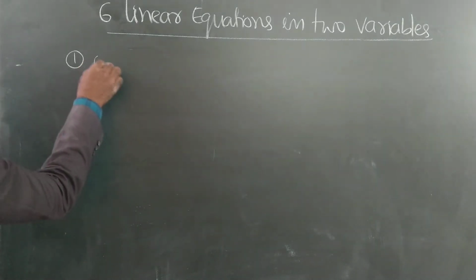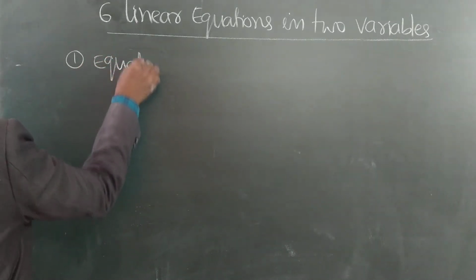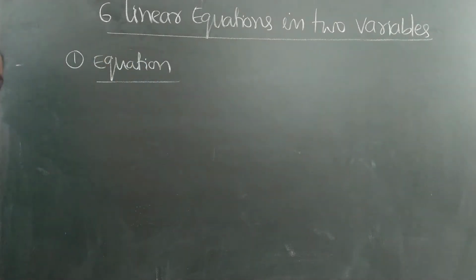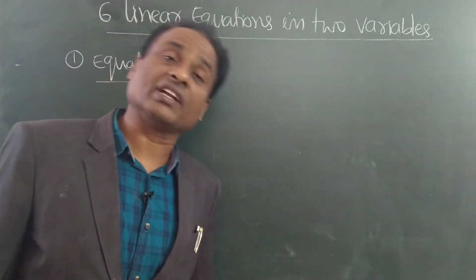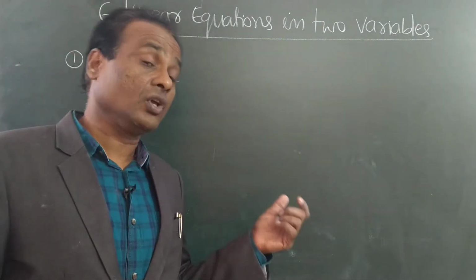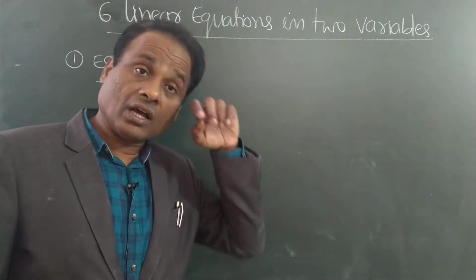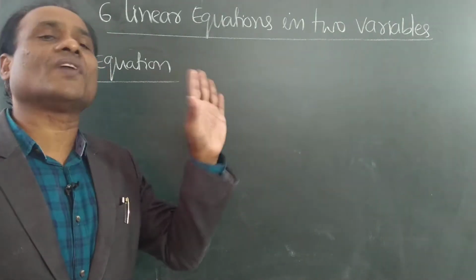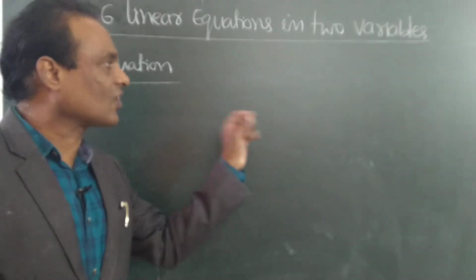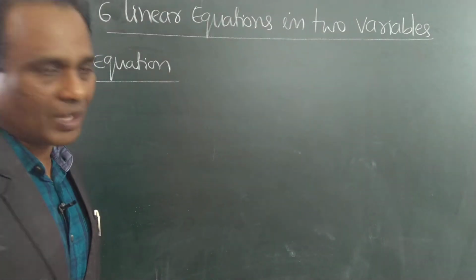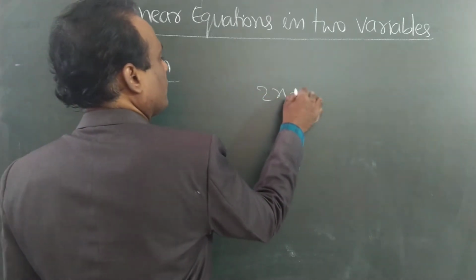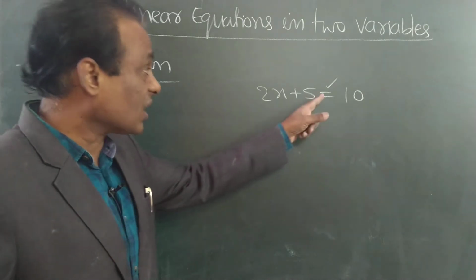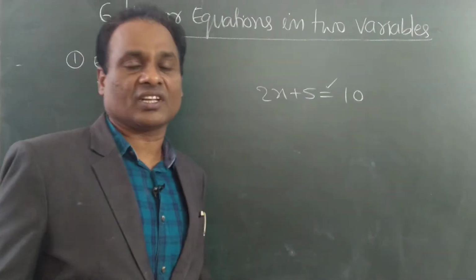So equation, you know what is the equation? You have been solving equations since 7th class. In 7th class you solved equations, and in 8th also you solved equations. Equation means it contains an equal symbol, that's all. Whenever there is an equal symbol, that is an equation. Suppose 2x plus 5 is equal to 10. This is the equal symbol. Whenever there is an equal symbol, it is called an equation.